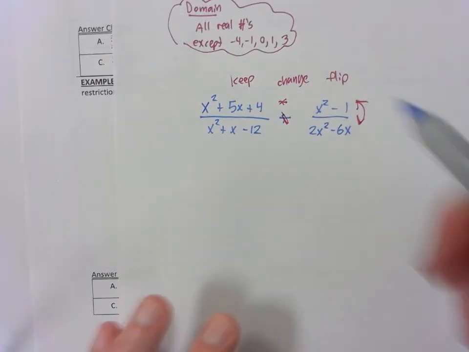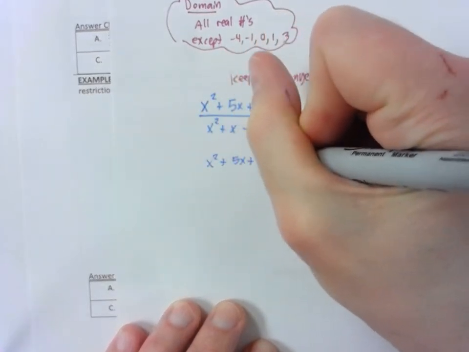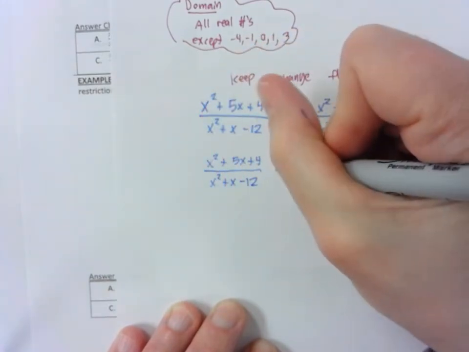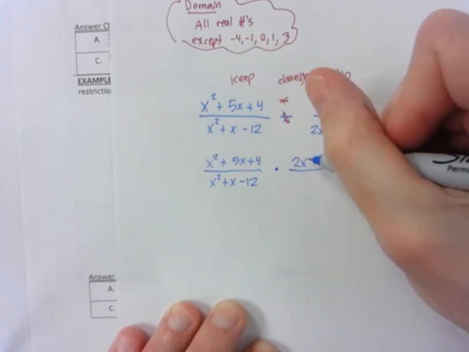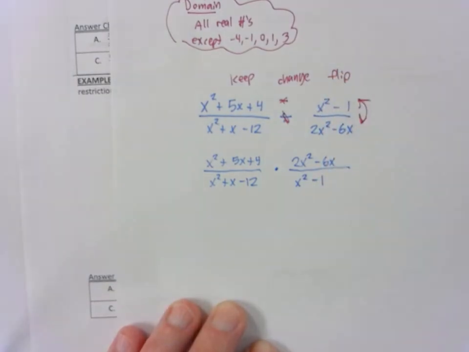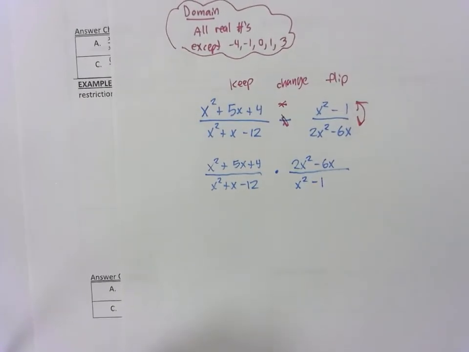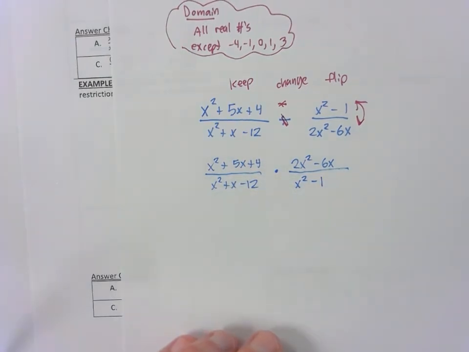So we want to write this as x squared plus 5x plus 4 over x squared plus x minus 12, and then multiply it by 2x squared minus 6x over x squared minus 1. Once you do that, then it's exactly the same type of problem you're doing as multiplication. So why don't you try to factor and cancel stuff out, and we'll make sure that we get the same results in the end.